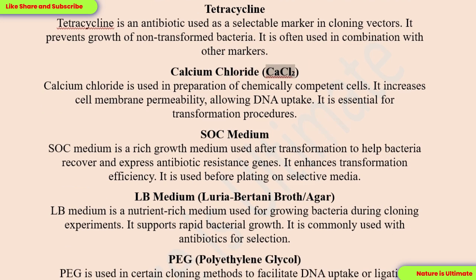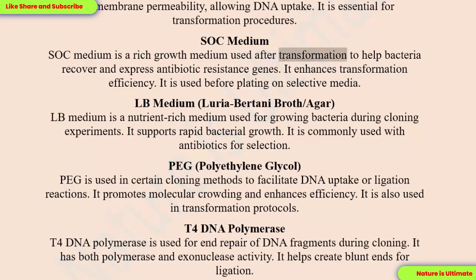Calcium chloride, CaCl₂. Calcium chloride is used in preparation of chemically competent cells. It increases cell membrane permeability, allowing DNA uptake. It is essential for transformation procedures. SOC medium. SOC medium is a rich growth medium used after transformation to help bacteria recover and express antibiotic resistance genes. It enhances transformation efficiency. It is used before plating on selective media.